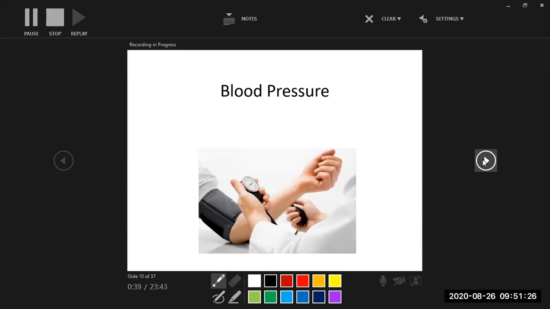So let's look at what blood pressure is. We have this blood pressure taken when we see the doctor all the time. So this is not anything new to us. But what's the physiological mechanism behind it? And that's something we are going to learn today.